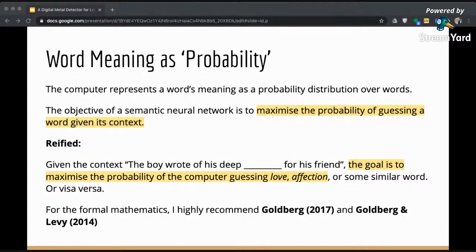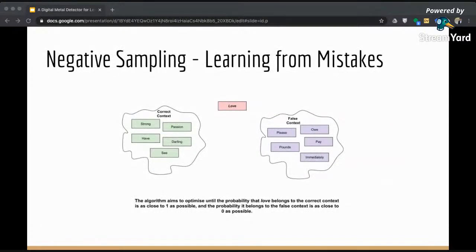For more of the maths and the mathematical background to this, Goldberg's 2017 book is fantastic. My bibliography will be at the end of this. And also Goldberg and Levy in their 2014 paper have derived the word2vec algorithm that I'm going to be talking about. So just in brief, how is word2vec different? Well, firstly, word2vec, which was an innovation of Mikolov et al. in two papers, 2013a and 2013b, a major innovation of theirs was to use a neural network to establish this probability of word meaning. And to do this, they use a simple technique called negative sampling. And this can be roughly thought of as learning from mistakes.